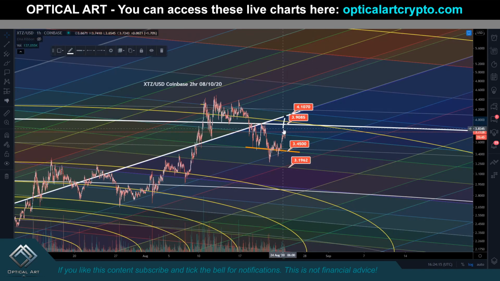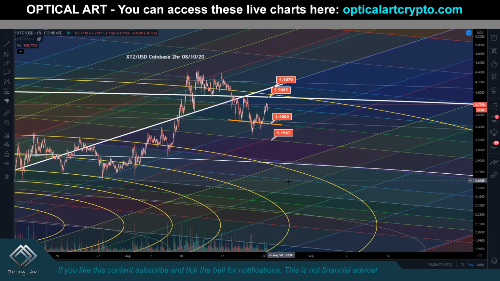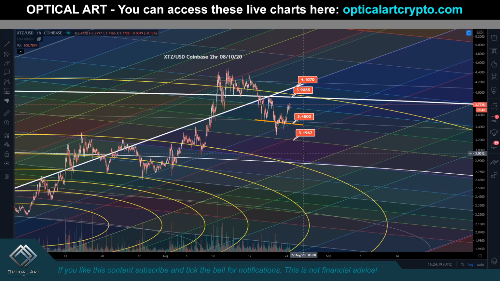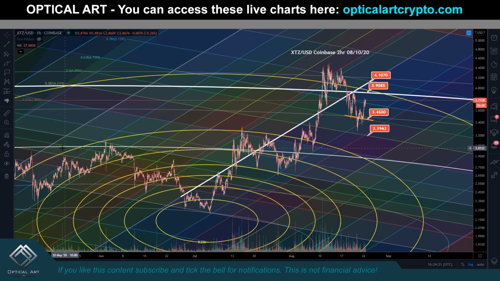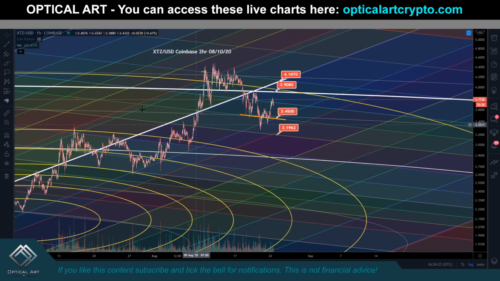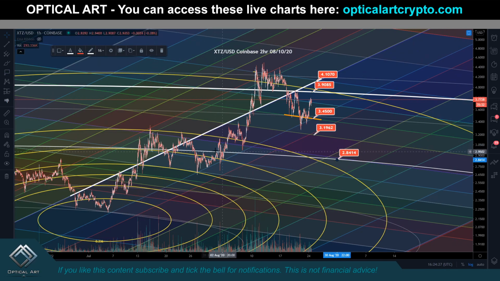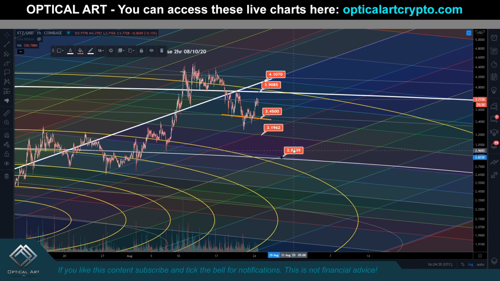If we come down, if we drop, and you're looking for a macro drop target, you can see we have been respecting this white ring. So potentially if we drop, your target would be right here, because this has been support and resistance. So you're looking at potentially around $2.85.